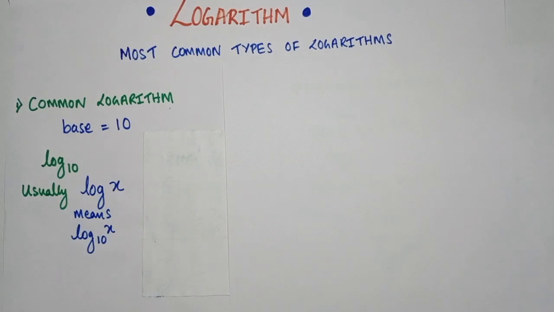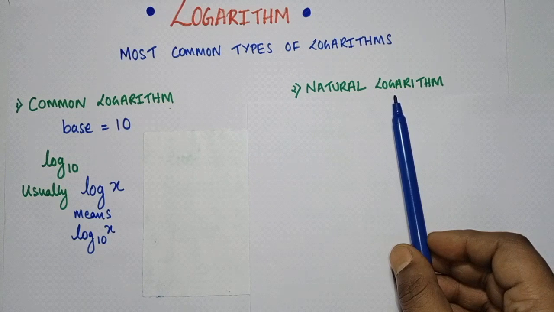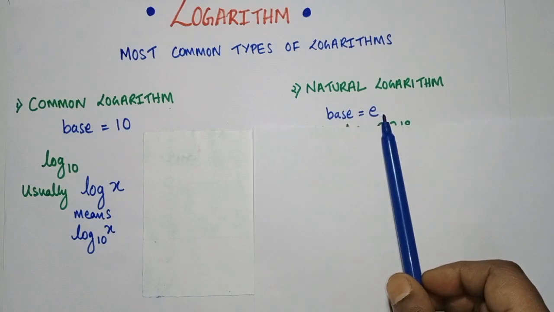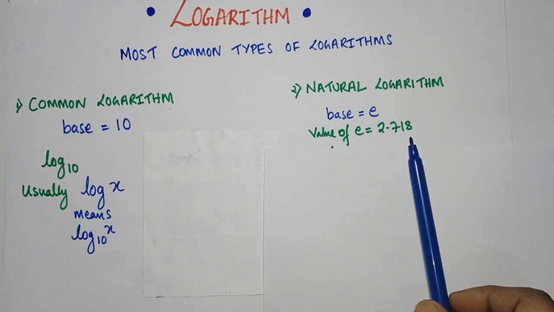Okay, so what happens is that this is your common logarithm, and this is in your syllabus. Similarly, another is the natural logarithm. This you will do in class 11. In natural logarithm, the base is e. E is your exponent, and the value of e is 2.718.